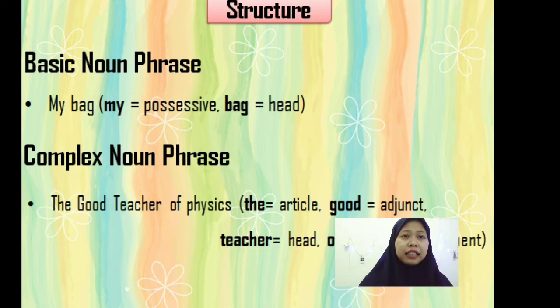So, in this slide, you can see the structure of a basic noun phrase and also the complex noun phrase. For the basic noun phrase, there is my bag. My, in this case, as a possessive, and the bag as the head or noun. For the complex noun phrase, for example like the good teacher of physics, the as the article and the good as an adjunct, teacher as a head or noun, of physics as the complement.